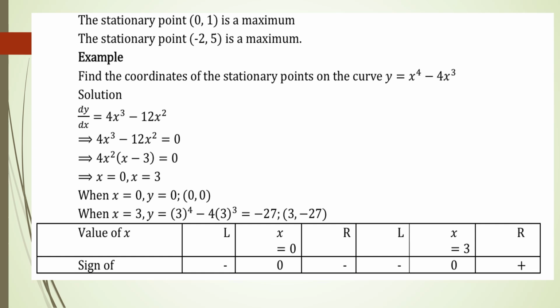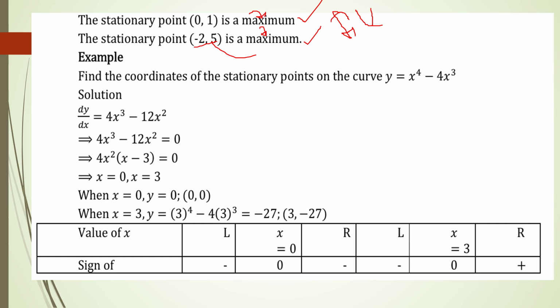So you're going to select, therefore the stationary point 0, 1 is going to be a minimum point, and then the stationary point negative 2, 5 is going to be a maximum point. According to the nature of the curves we got, one was downwards and the other one was upwards. The one which is downwards is the minimum, and the one which is upwards is the maximum, which is negative 2, 5. Now let's look at another example.